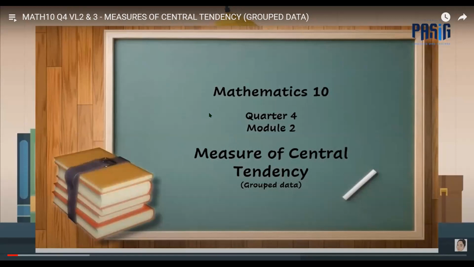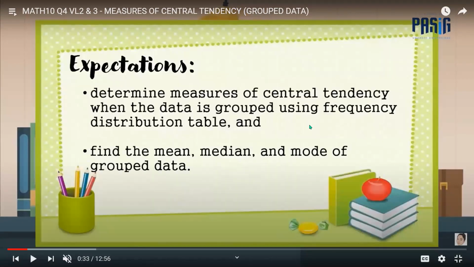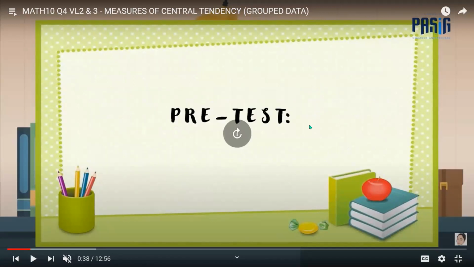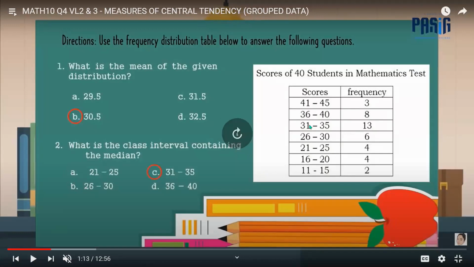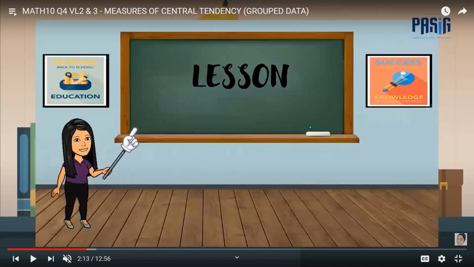So ano yung goal natin dito? Your goal here is for you to determine the measures of central tendency when the data is grouped using frequency distribution table and find the mean, median, and mode of group data. So ang gagawin ko ngayon ay ituturo ko muna sa inyo how to find the mean, median, mode. Yun muna yung focus natin para hindi kayo malito.